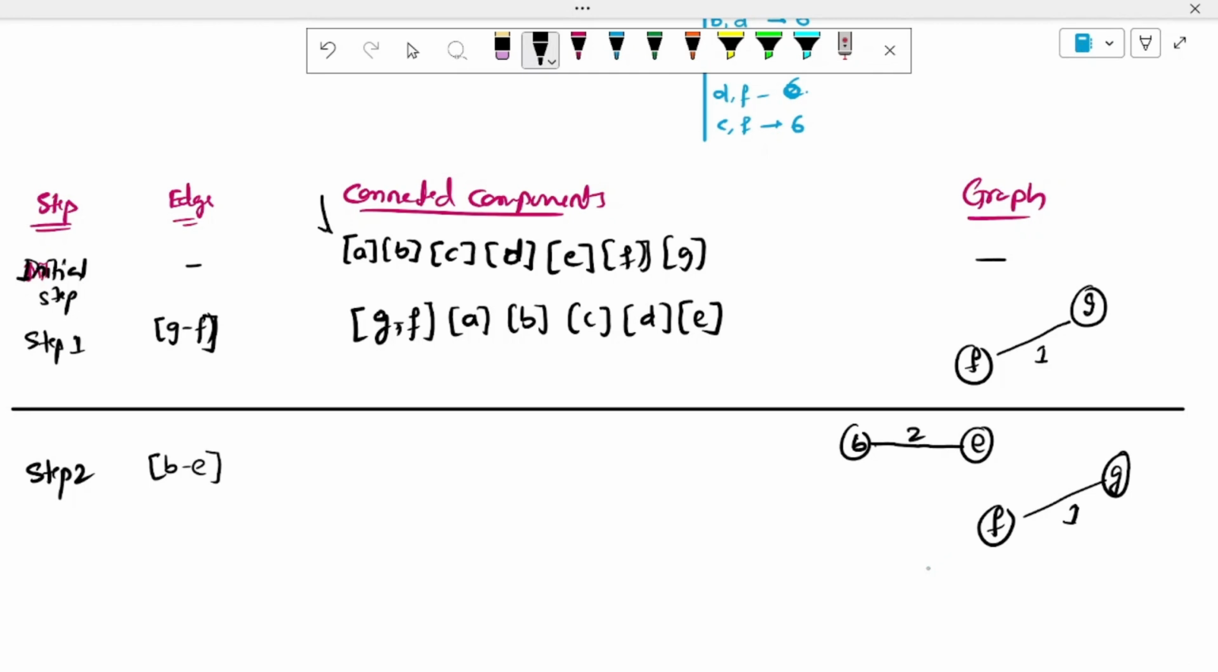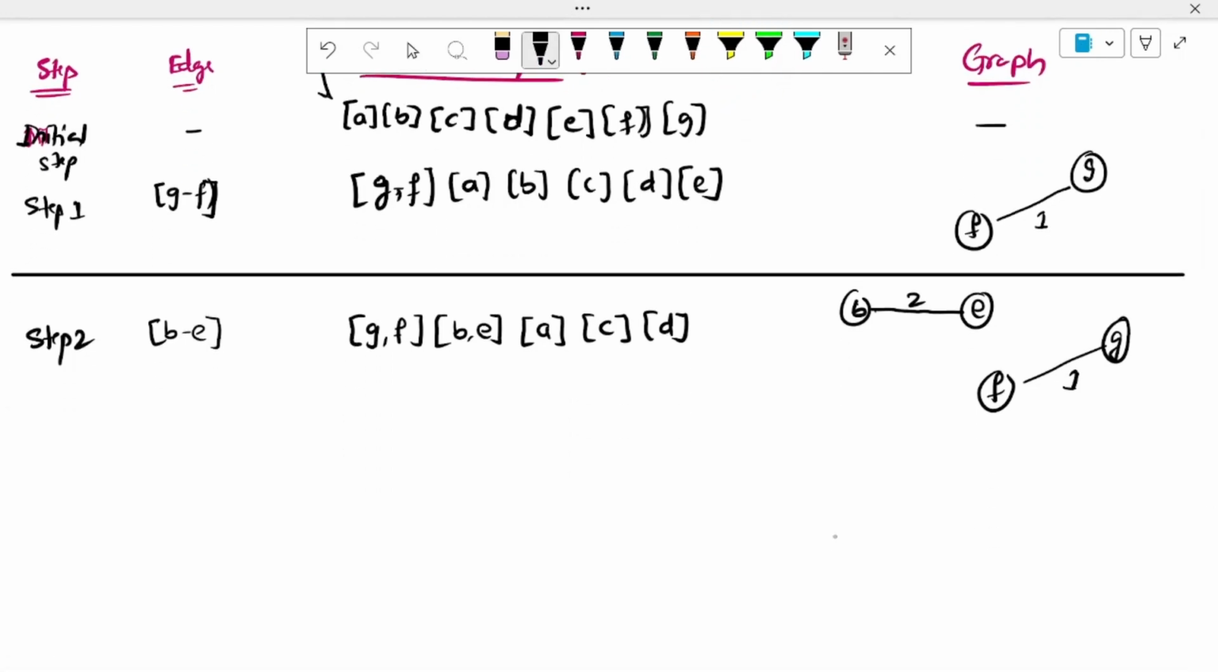And if you see the connected components now, GF is connected, and BE is not connected to this one, so you can write it separately as BE, and then the remaining part is A, C, and D. Now coming to the next step.